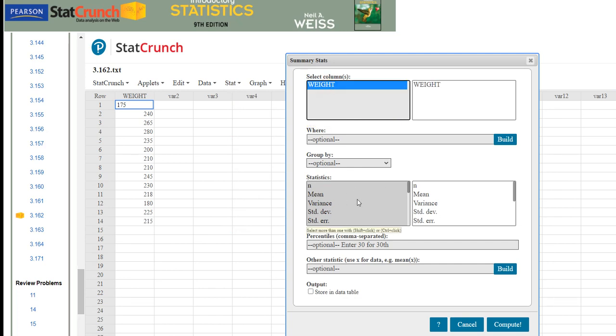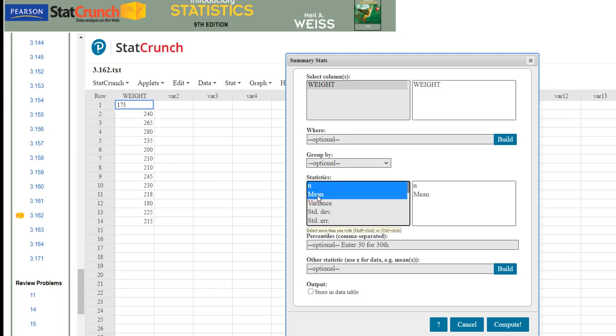Now in here I have a whole bunch. You see all of these statistics that are available to us. Now to select more than one, look at the highlight directly below it. It says to select more than one, you can do it with shift click or control click. So let me actually do that. I've already left clicked on N. Now I'm going to hold the control button on my keyboard and click on the mean.